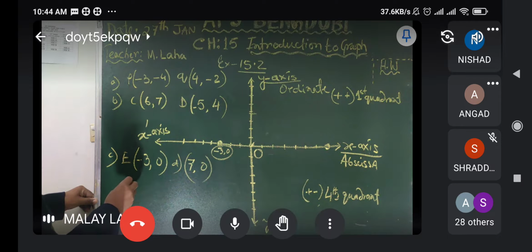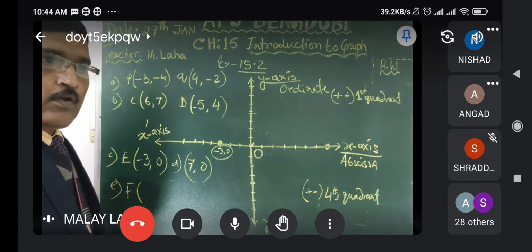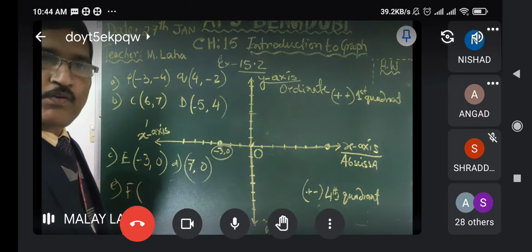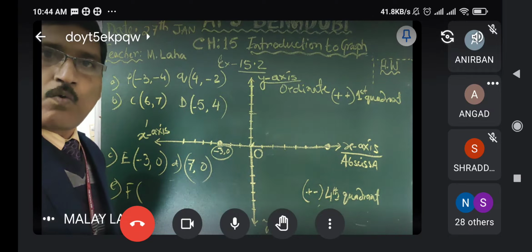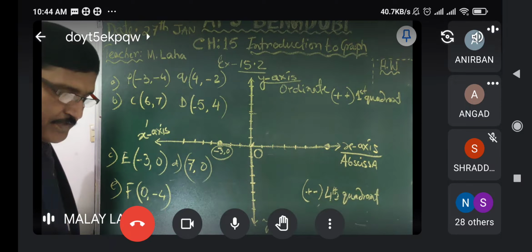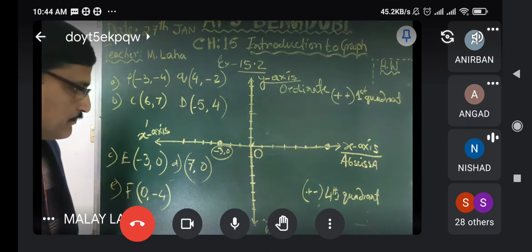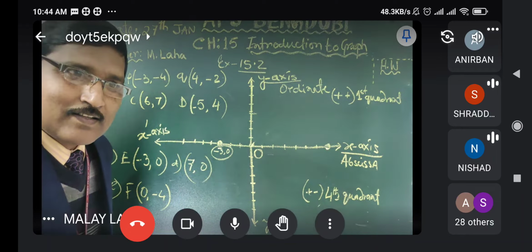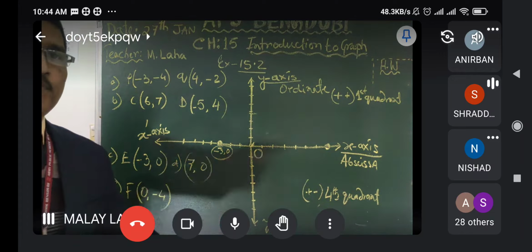In the same way, suppose one point is, say, point F. Suppose point F is located at its coordinate. When we find the coordinate, it always has two values. One value is for the x-axis, the other value is for the y-axis. Say x is 0, and y is, suppose, -4. Where will it be located? Sir, it will be located on the y-axis, on the negative side of the y-axis.